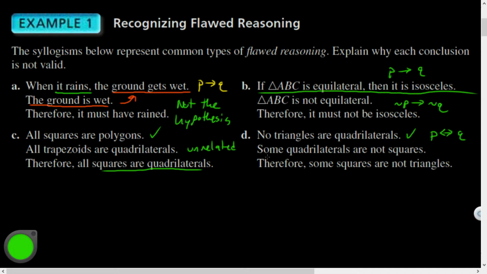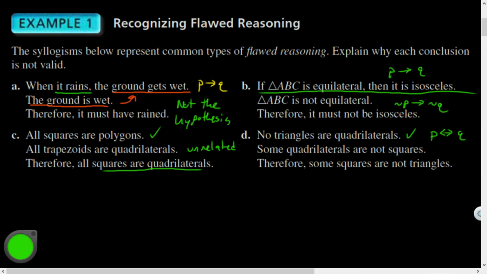Let's see. Here's our fact. Some quadrilaterals are not squares. Therefore, some squares are not triangles. No, I don't think so, because no squares are triangles, right? That doesn't work out. Also, it doesn't apply. This was not related to the P or Q in either of those instances. So these were flawed. These were improper applications of the law of syllogism.